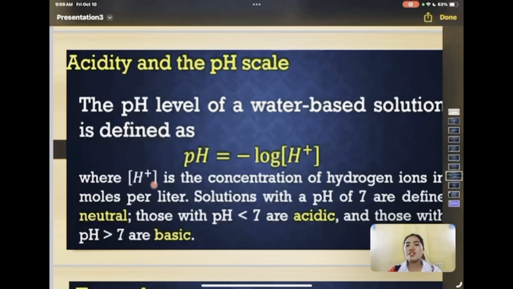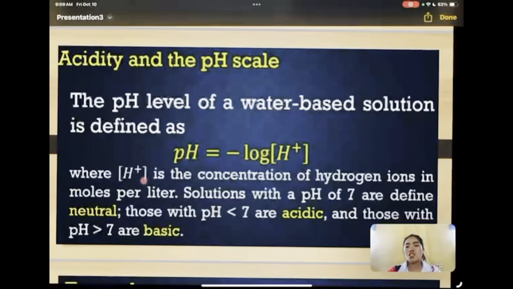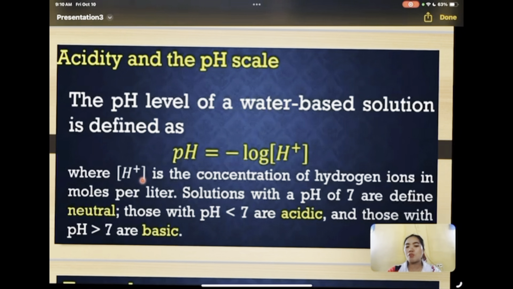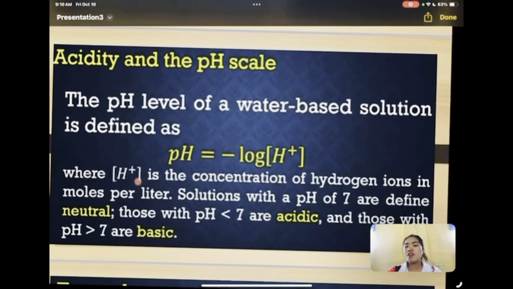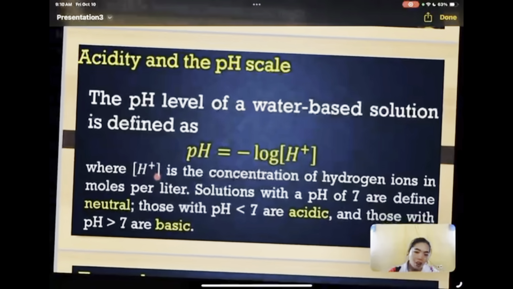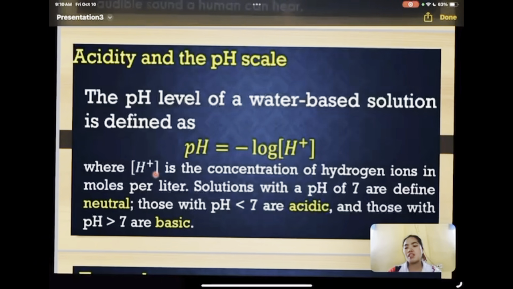So we have here acidity and the pH scale. Now, the pH level of a water-based solution is defined as pH is equal to negative log of H. That's actually in chemistry, the hydrogen ion, where H positive is the concentration of hydrogen ions in moles per liter. Solutions with a pH of 7 are defined as neutral, those with pH less than 7 are acidic, and those with pH greater than 7 are basic. Now, in chemistry, we call basic as alkaline.